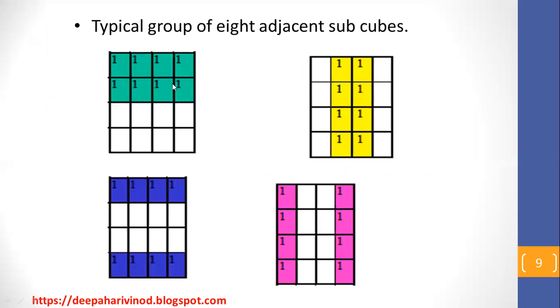And these 8 can be grouped in the same way. This 8 can be grouped, this 8 can be grouped, and this 8 also can be grouped. So these are the subgroups which we can make use of when grouping.